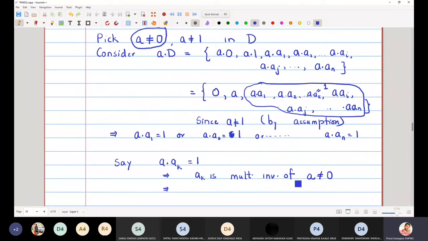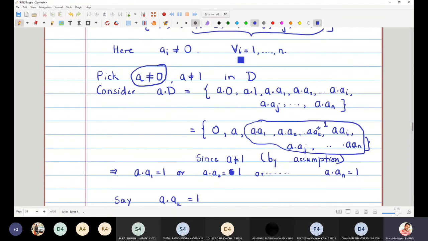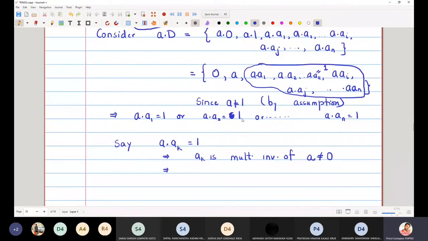Now only one thing one must verify here, where have I used the fact that the set D is an integral domain, right? We have to justify why you must get a 1 somewhere for some k. So let me write it at the end. Note that a into ak cannot be 0. Why can it not be 0?